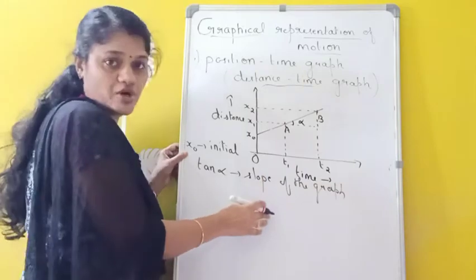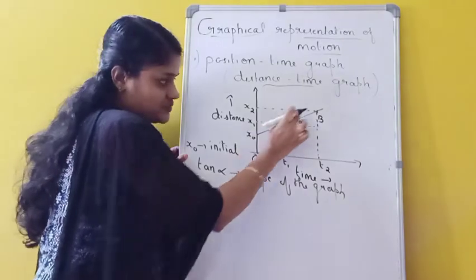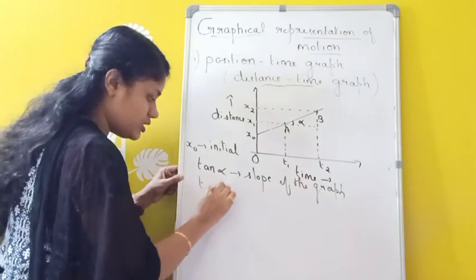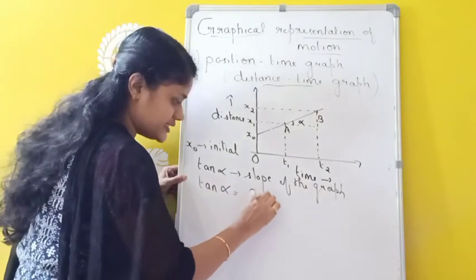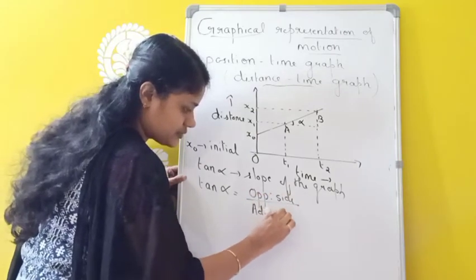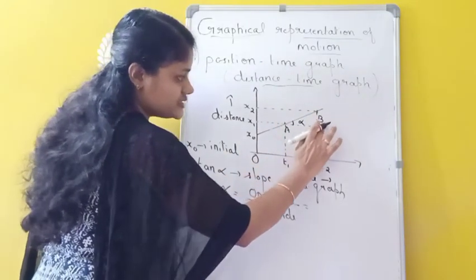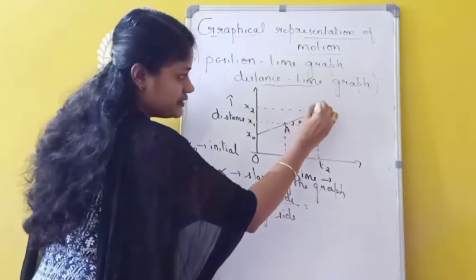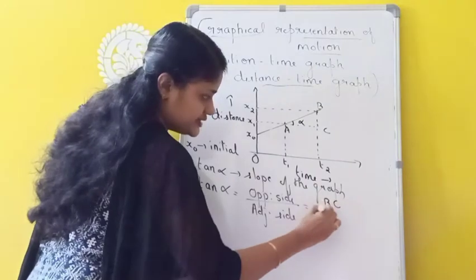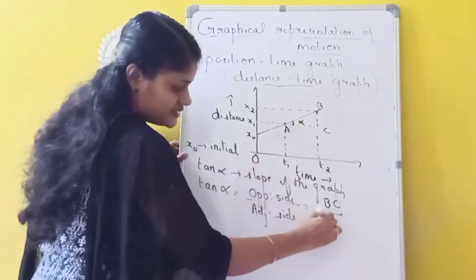And this slope will give which quantity? Velocity. So this angle is alpha, and we got a triangle here. From this triangle, we have to find tan alpha. What is the formula? Opposite side divided by adjacent side. So see here, what is the opposite side? Suppose I take this as B and this as C. So the opposite side is BC, and the adjacent side is AC.